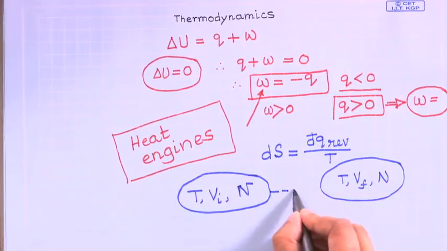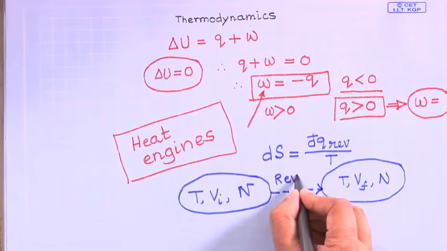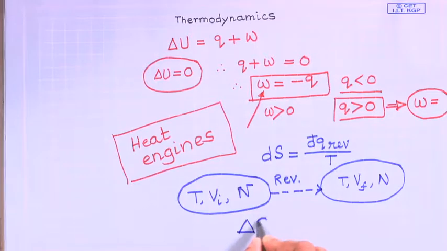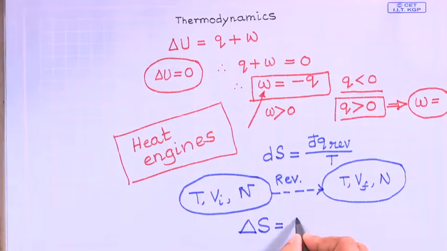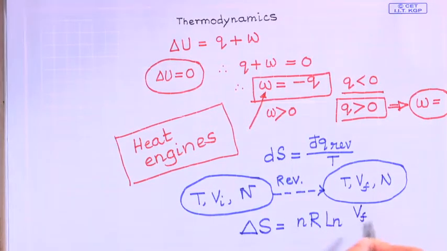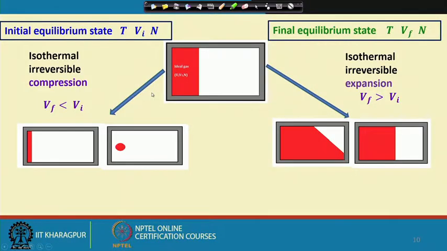I will have to look for the fictitious reversible process that will take the system from this initial state to this final state. And this is something that you must know from your initial exposure to thermodynamics, and the result is going to be delta S equal to nR ln of the final volume of the gas V_f divided by the initial volume of the gas. Okay. So, this is exactly what we are going to look at here.